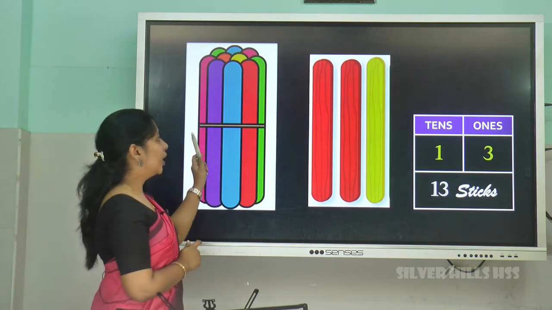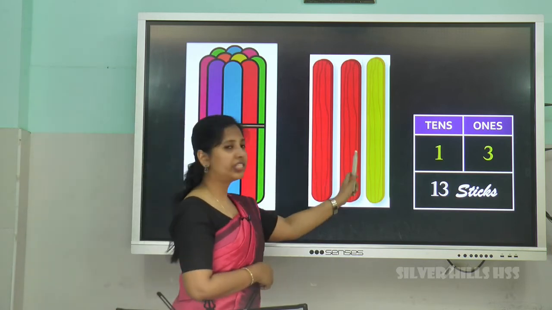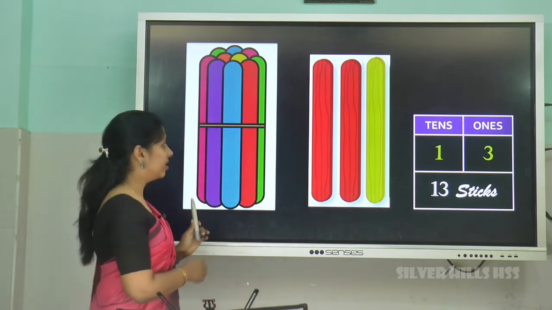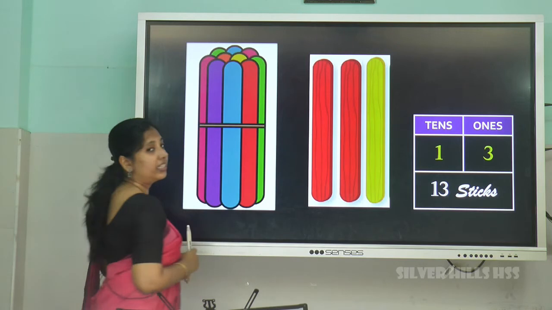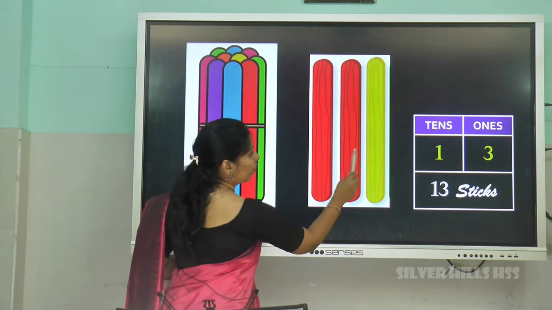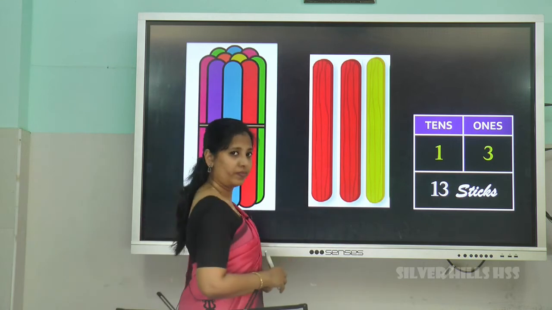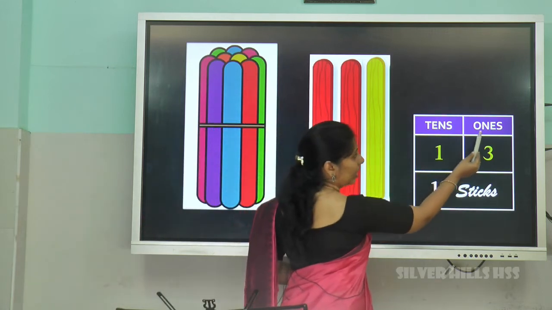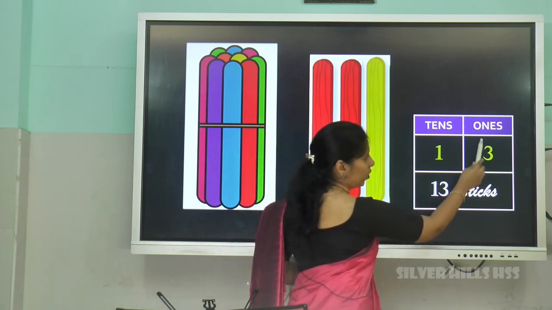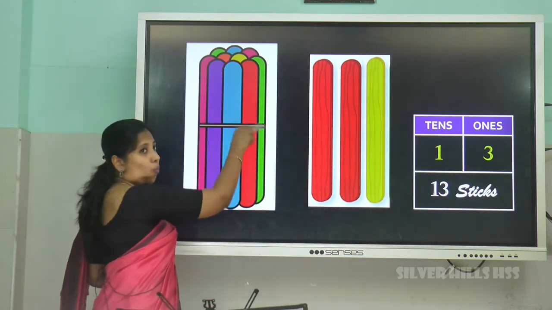You can see a bundle of 10 sticks here and another 3 sticks. So, 10 plus 3, 13 sticks, right? 1 tens and 3 ones. So, how we will write? In ones place, we will write 3 ones. How many sticks? 1, 2, 3, right? So, 3 in ones place. And in tens place, we will write 1.